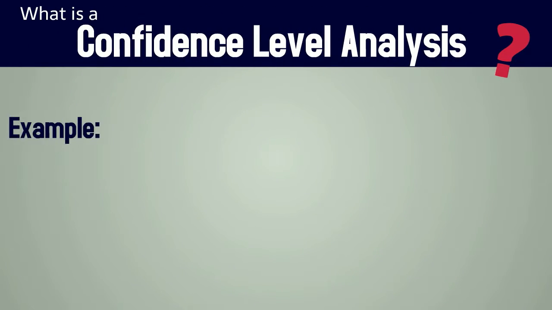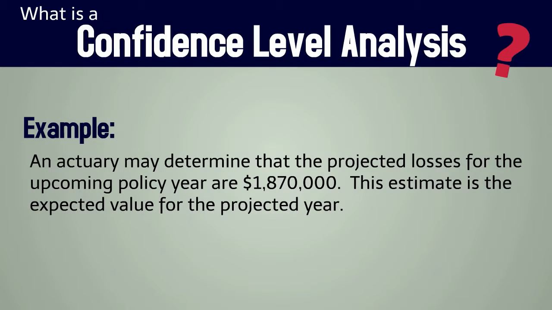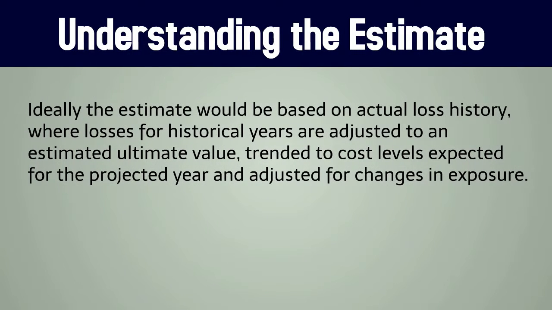For example, an actuary may determine that the projected losses for the upcoming policy year are $1,870,000. This estimate is the expected value for the projected year. Ideally, the estimate would be based on actual loss history, where losses for historical years are adjusted to an estimated ultimate value, trended to cost levels expected for the projected year, and adjusted for changes in exposure. See our projecting losses video for a more detailed explanation.